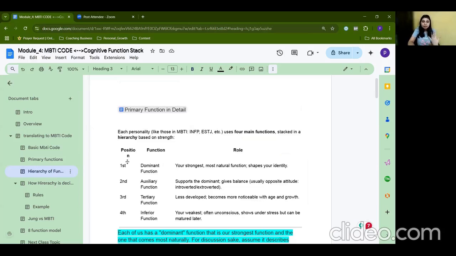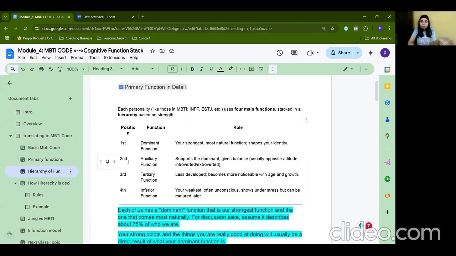Each personality, like those in MBTI, INFP, ESTJ, all use 4 main functions, or 4 primary functions, that we discussed. All of them are stacked in a hierarchy. The first function that any personality type uses is called the dominant function. This is your strongest natural function that shapes your identity. Then you have the parent function, or auxiliary, the second function that supports the dominant and gives the dominant a balance. It will always have the opposite attitude to that of the dominant function. Like if I'm an INFP, my dominant function is introverted feeling, so my auxiliary is extroverted intuition. It always has the opposite attitude to the dominant, which is extroverted.